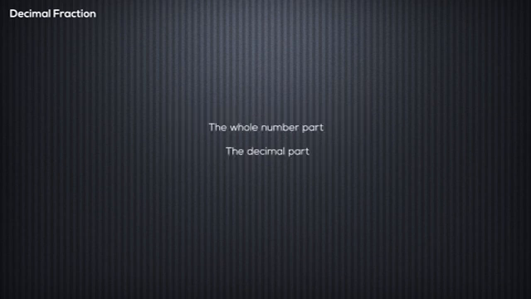A decimal number consists of two parts, the whole number part and the decimal part. The whole number part, that is, before the decimal point, is read as usual, but the decimal part, that is the number after the decimal point, is read digit-wise. Hence, the displayed number is read as 23.457.